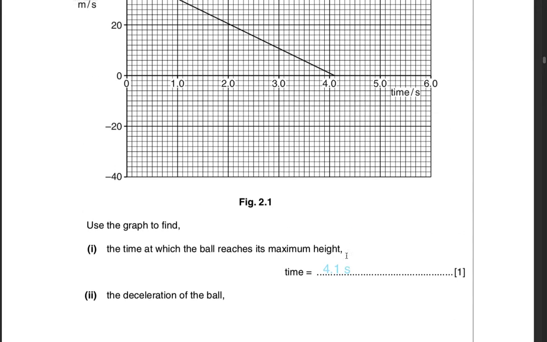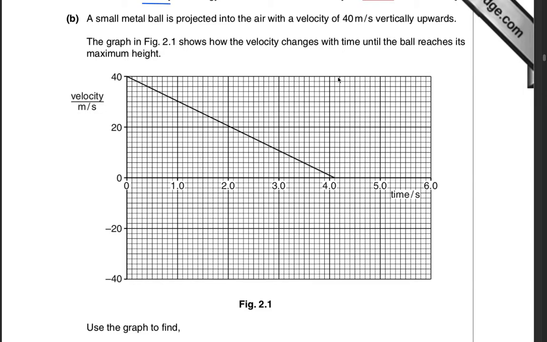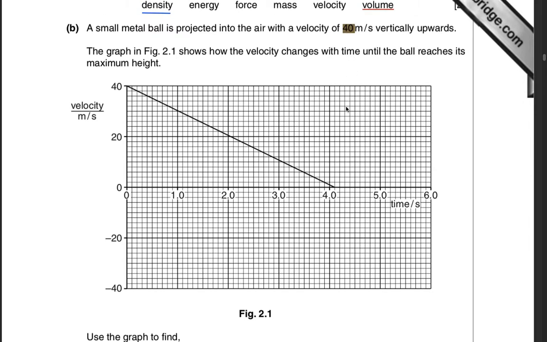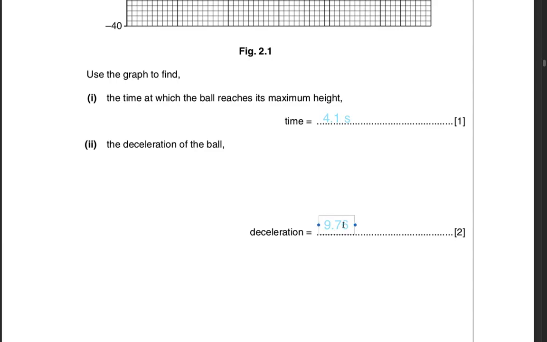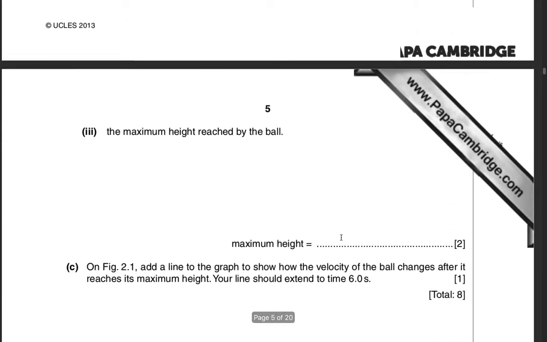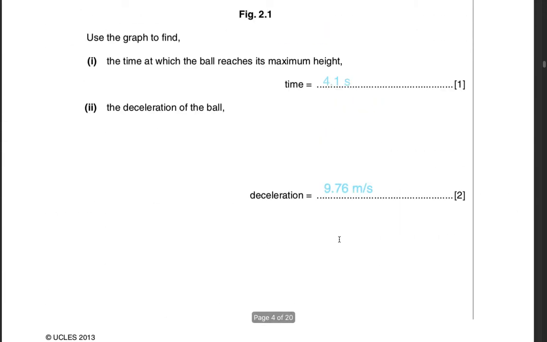I know the original speed is 40 meters per second divided by the time taken, 4.1. And this also gives you the gravitational field strength at the location where the experiment was done. And for deceleration, don't put a negative up front because they've told you deceleration.